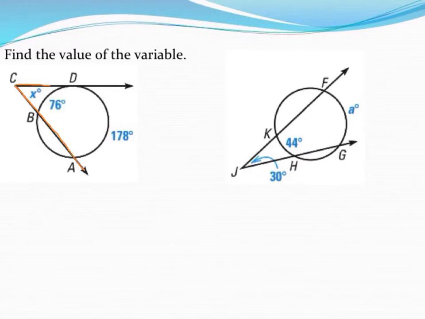Your formula to find the missing angle is to find the difference of the two arcs it intercepts and divide by 2. So when it was inside in the last video, we found the sum and divided by 2. In this video, when it's outside, we'll find the difference and divide by 2.